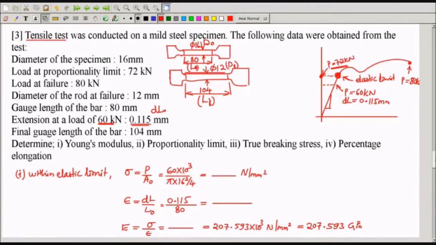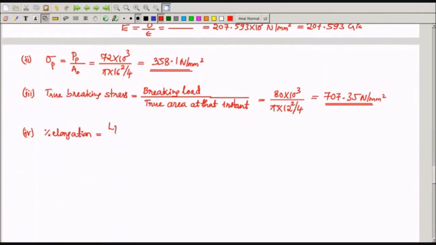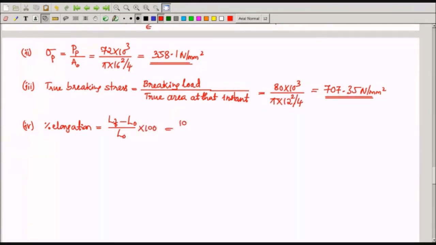Last one is percentage elongation. The equation is final length minus initial gauge length divided by initial gauge length into 100. So it is 104 minus 80 divided by 80 into 100. If you calculate, you will get around 30%.